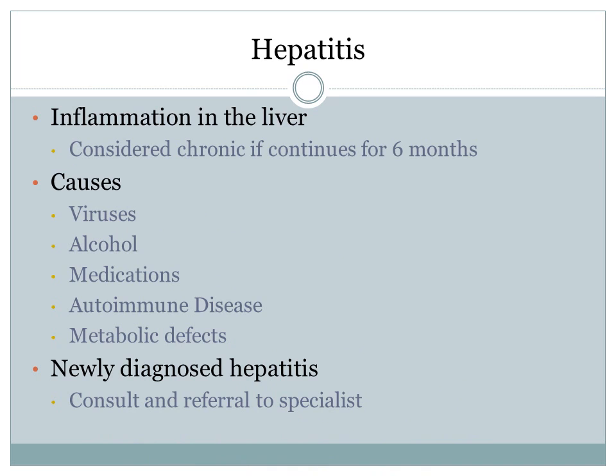So hepatitis is inflammation of the liver, considered chronic if it continues for greater than 6 months. Causes include viruses, alcohol, medications, autoimmune disease, or metabolic defects. When you have a case of hepatitis, it's probably best to refer to a specialist for optimization of care.